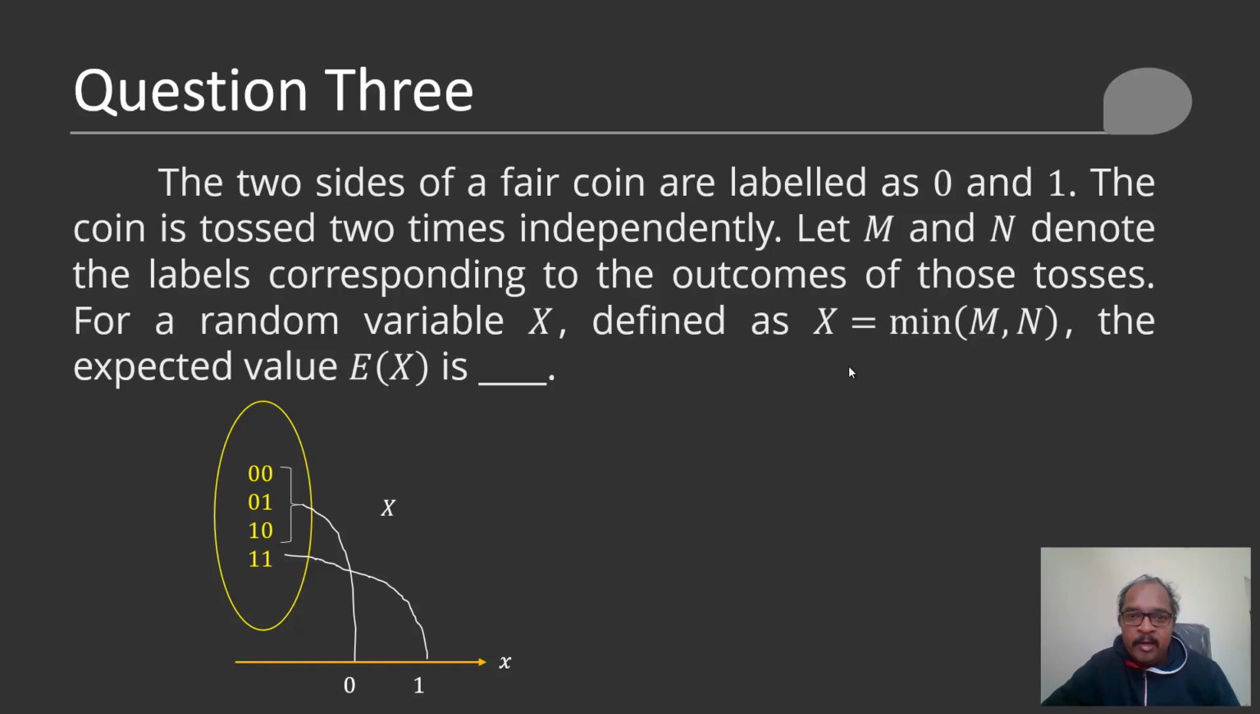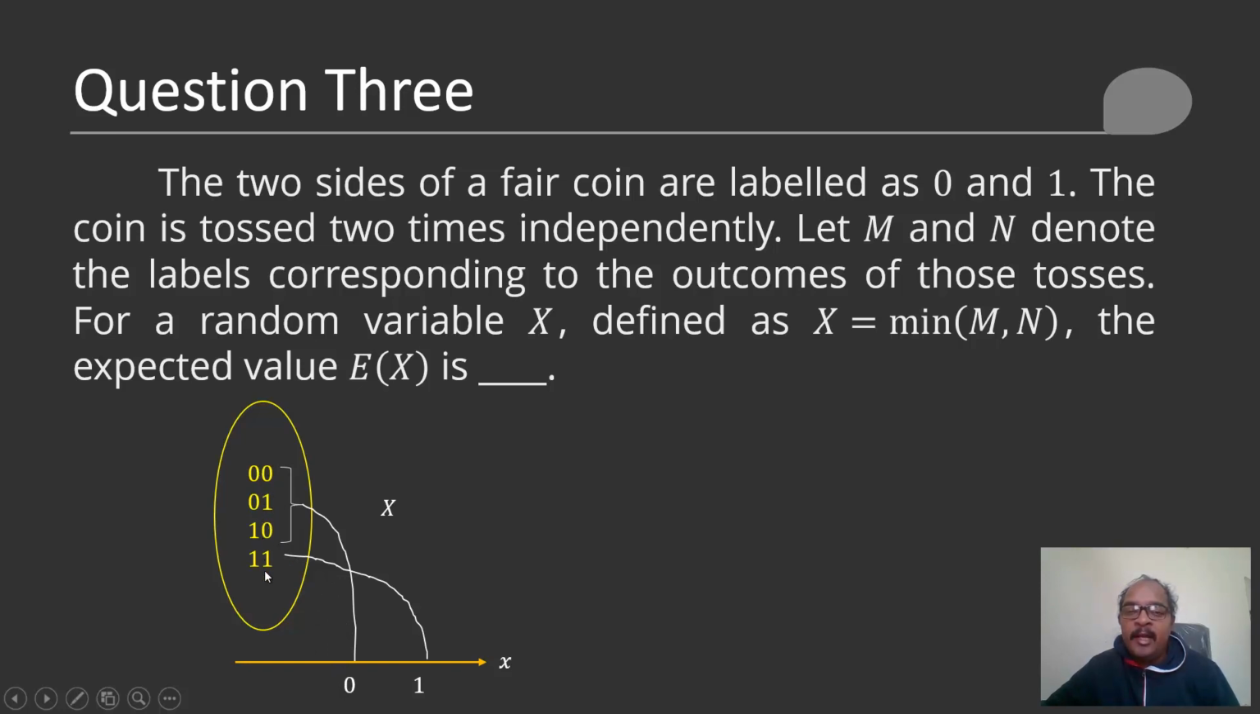Because a coin is tossed twice, we have four possible outcomes, which are 0 0, 0 1, 1 0 and 1 1. We are given a random variable X to be the minimum of m and n. For the first case 0 0, the minimum of 0 and 0 is again 0, and hence random variable X will map 0 0 to 0, and also 0 1 to 0, and also 1 0 to 0, because the minimum in all three cases is 0.